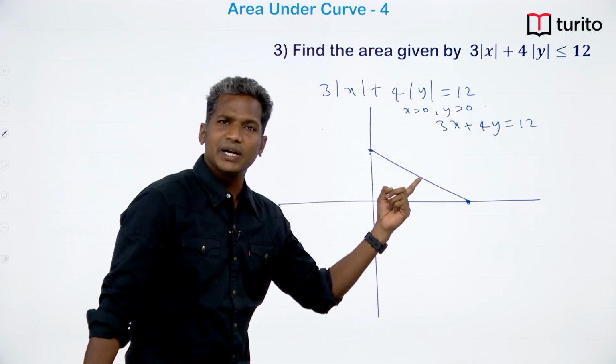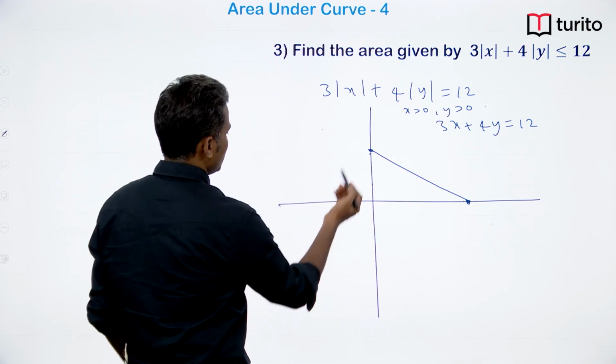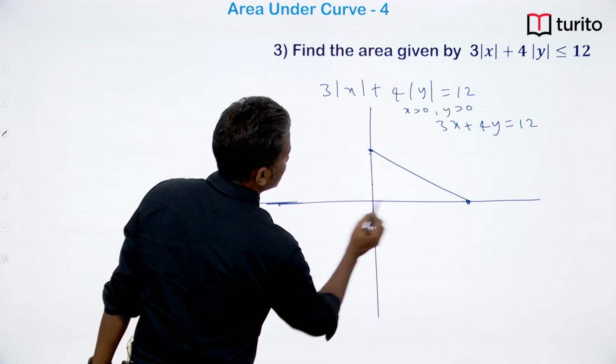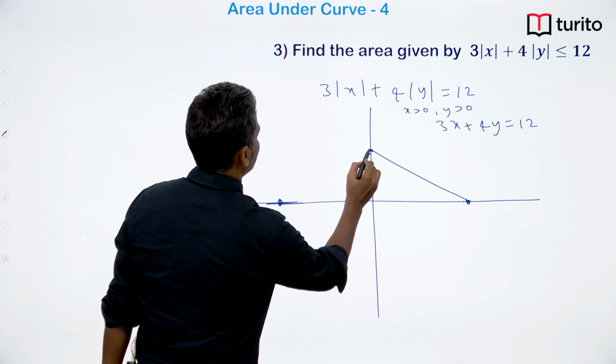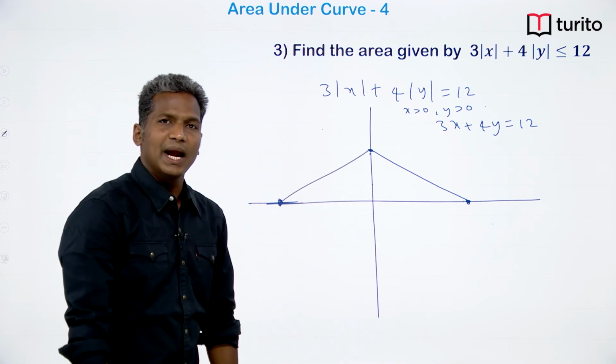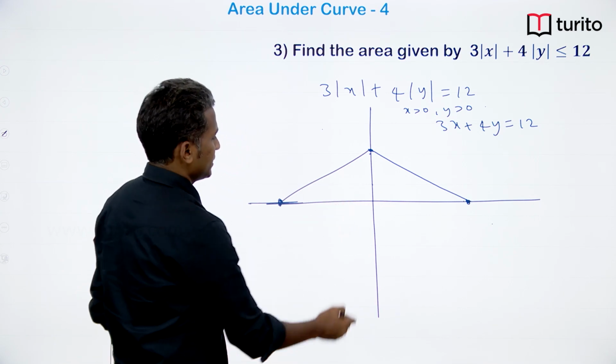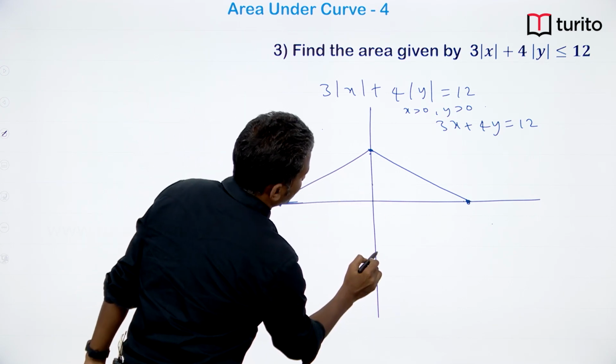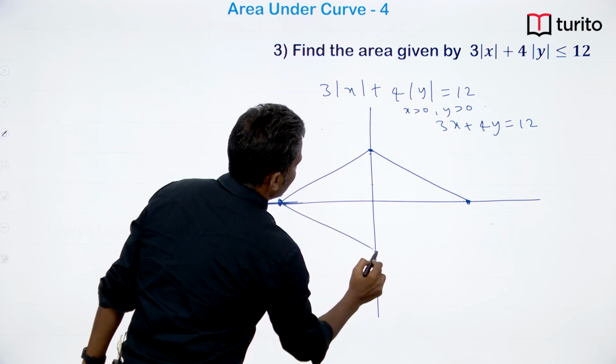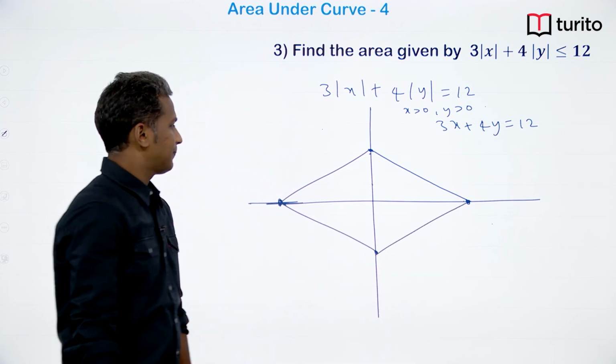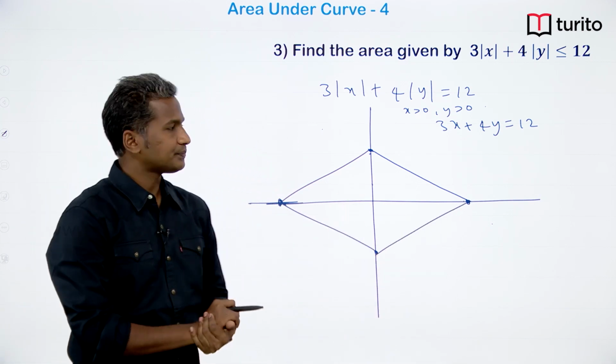Now because there is symmetry, we can reflect this. So there is symmetry about y-axis. So I will reflect this about y-axis, and again there is symmetry about x-axis. So I will reflect both parts about x-axis, then I will get a graph like this. So this is the required graph.